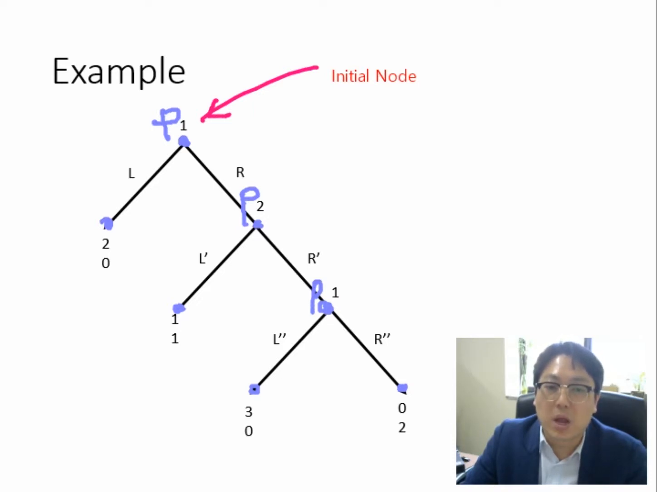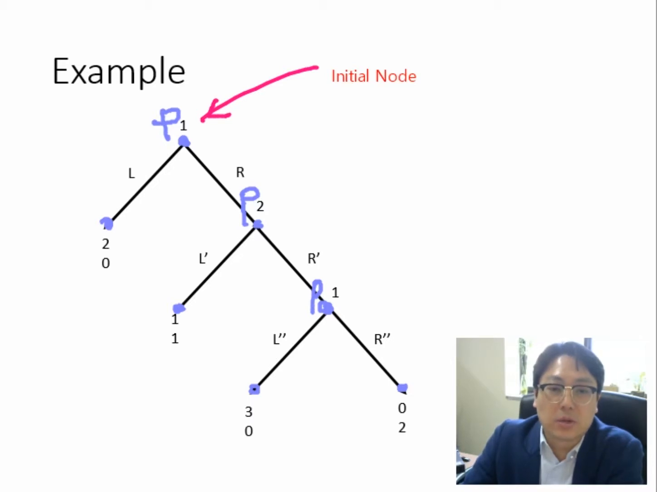If the second player chooses R prime, then this game proceeds in this direction and they will reach this node. And once that node is reached, the first player will choose between L double prime or R double prime. If the first player chooses L double prime, then they will go in this direction and the game ends. If the first player chose R double prime, then they will go in this direction and the game ends here.